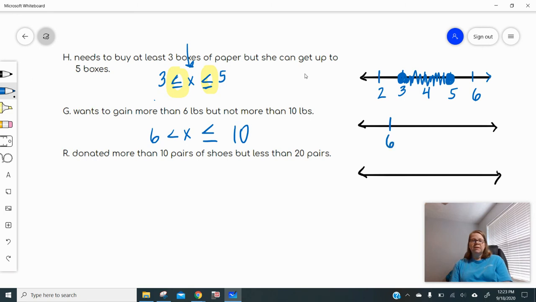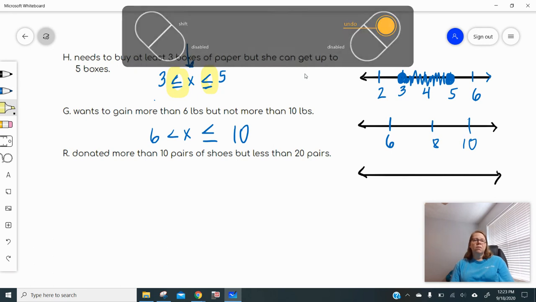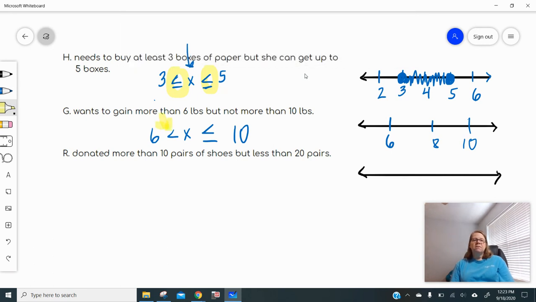All right. So I've got 6 and 10. I'm going to put 8 in the middle. And I'm open for the 6 because of the less than symbol here. So that's open. And then at 10, we're less than or equal to. So that one's going to be closed. All right. And X is in the middle. So I shade in the middle.